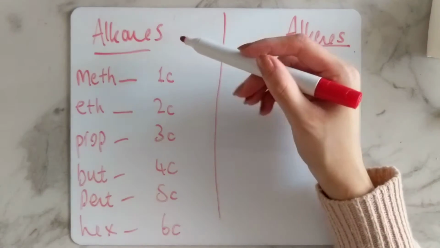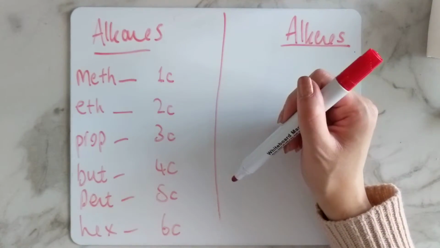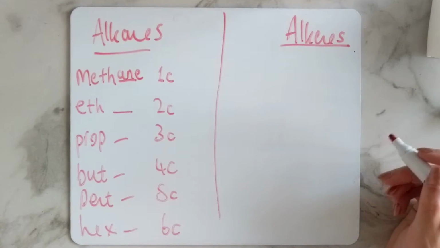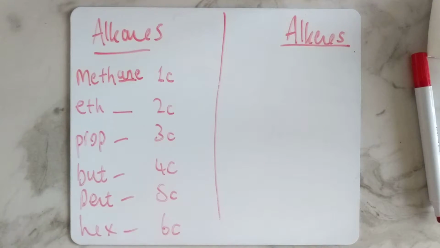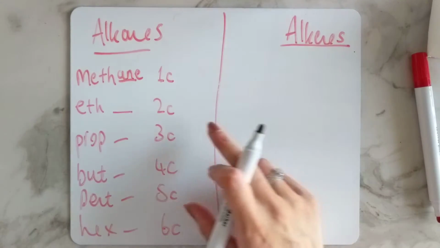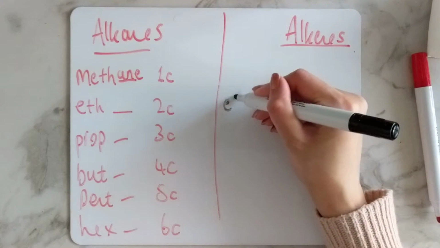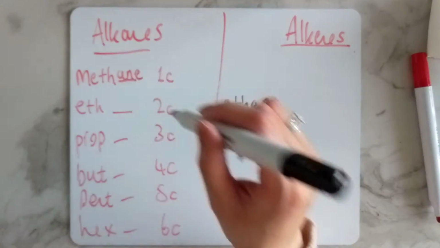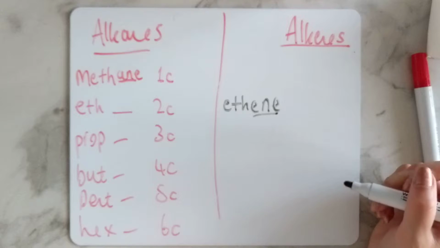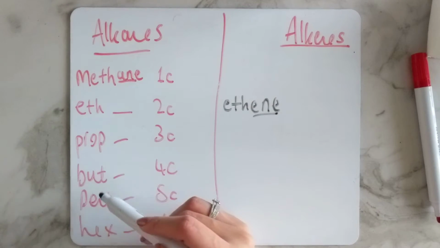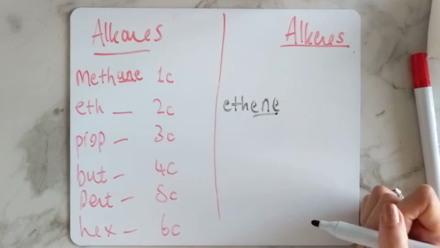Now, if I'm talking about an alkane with 1 carbon, the ending would be ane. However, if I'm talking about an alkene, let's say an alkene with 2 carbons, then the ending would be ethene. So it's either ane or ene, depending on whether it's an alkane or an alkene. So the starting part of the word basically tells you how many carbons there are.